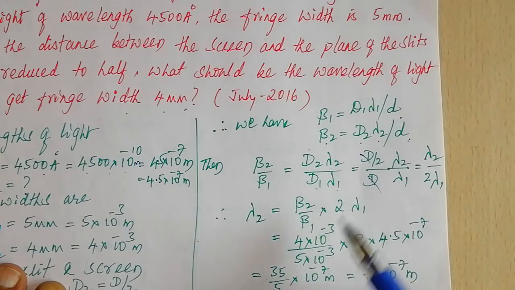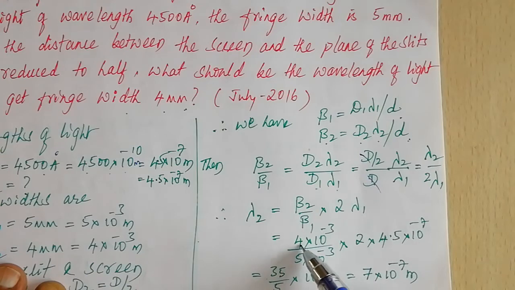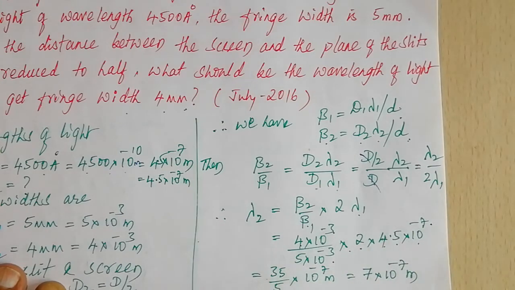Rewriting for lambda 2, the wavelength of light lambda 2 is beta 2 divided by beta 1 into 2 lambda 1. Substituting the values, beta 2 is 4 into 10 raised to minus 3 meter, beta 1 is 5 into 10 raised to minus 3 meter, into 2, lambda 1 is 4.5 into 10 raised to minus 7. On simplification, the wavelength of light lambda 2 comes out to be 7 into 10 raised to minus 7 meter, or 7000 angstrom units.